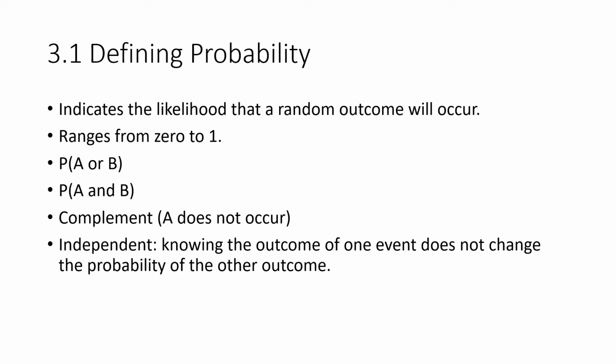We'll also in this section talk about the idea of independence. If I have two outcomes that are independent, what that means is that knowing the outcome of one event does not change the probability of the other outcome.